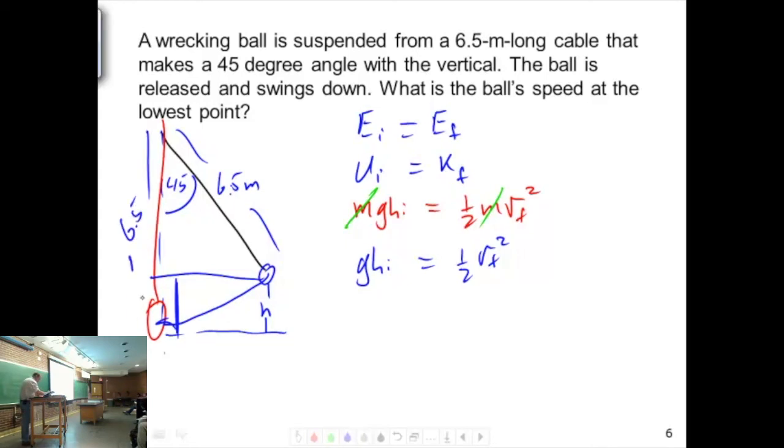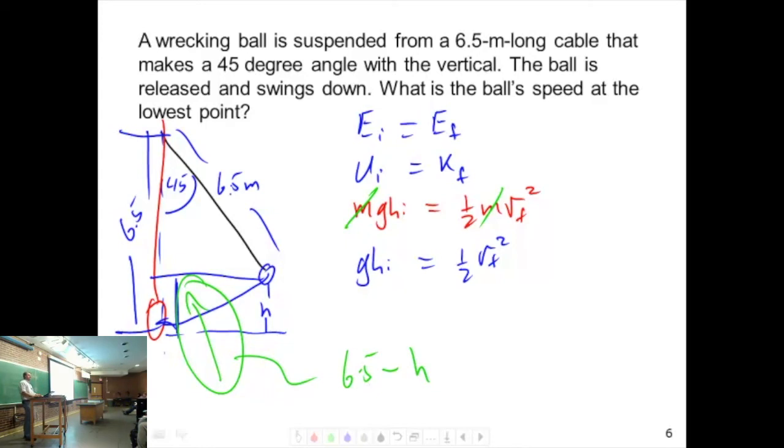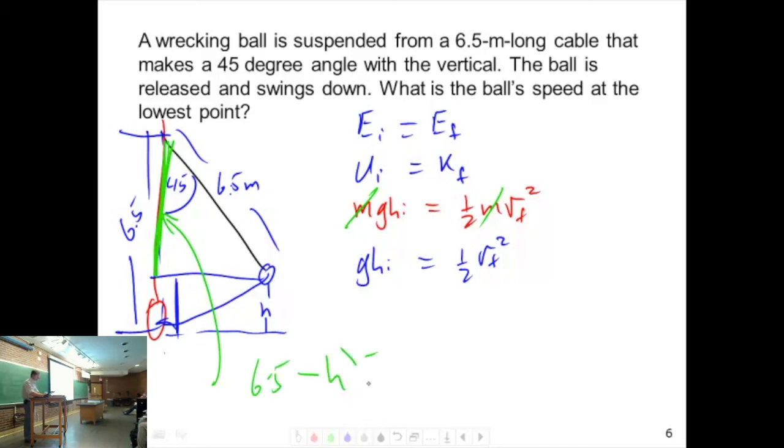So 6.5 is this height here, right? When that pendulum swings all the way down, it's going to be a full 6.5, right? And you put 6.5. So what is this height here? Yeah, I know what you're headed to. I'm trying to slow you down and not do it all at once. We're going to go bite by bite. So this height here is going to be 6.5 minus h, right?